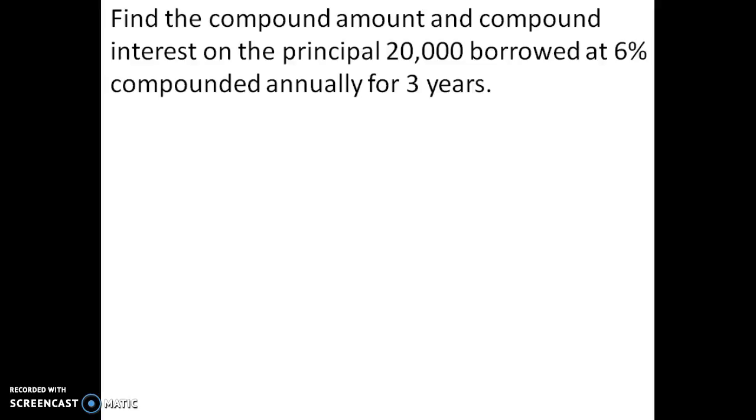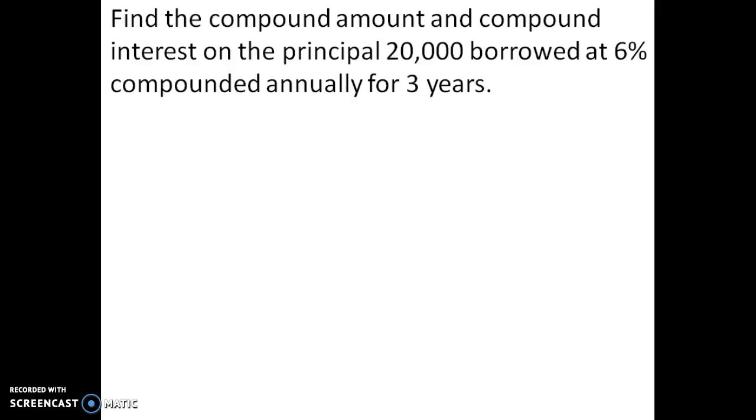Alright, so let's walk through another example. We just walked through a compounded quarterly problem, so let's do a compounded annually problem. Suppose we have $20,000 borrowed at 6% compounded annually for 3 years. What is the compounded amount? And then we'll also talk at the end about how we find the interest on that as well.